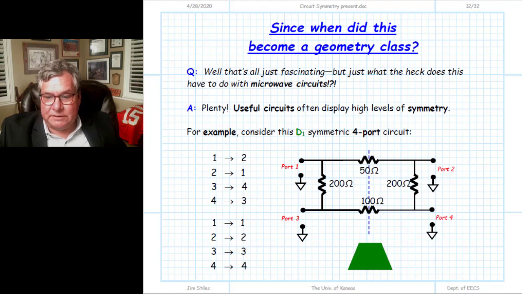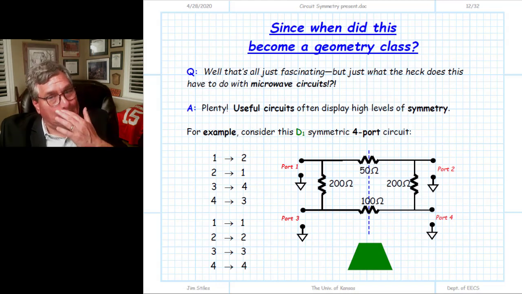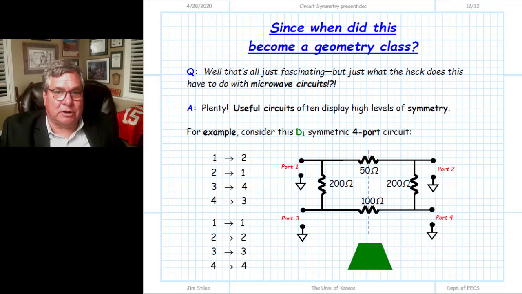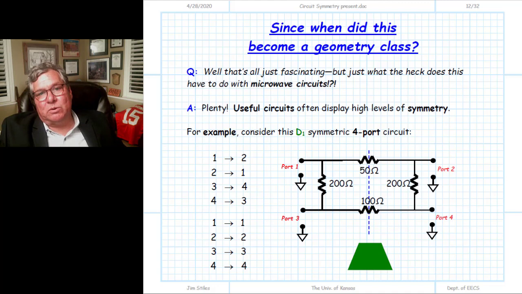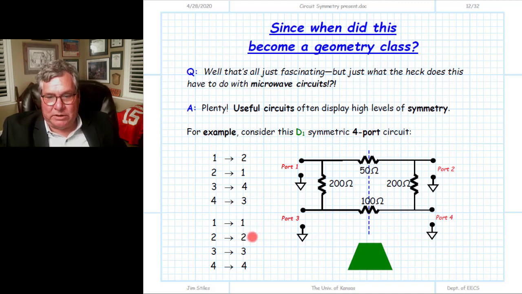So you're thinking to yourself, this is all very fascinating, and of course it is fascinating, but what does it have to do with electrical engineering? Well, it turns out many of the circuit structures that we make in electrical engineering have a high degree of symmetry. Again, we talked about this with respect to odd-even mode analysis. And so let's look at a 4-port device, a simple 4-port device here.